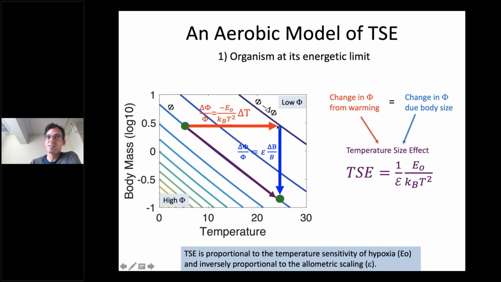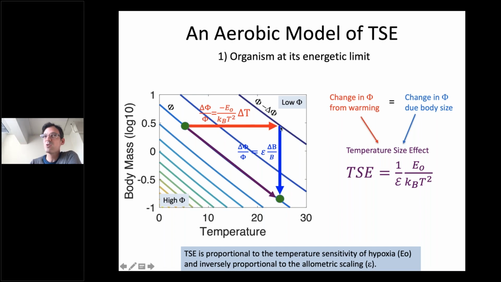If you want to get back to the original one and you can't control the temperature, you might be able to control your body size, or at least your progeny's body size. And if you can do that, make your progeny get smaller, they can come back to the original ratio of oxygen supply to demand, the original fitness associated with a warmer environment, by just getting smaller.